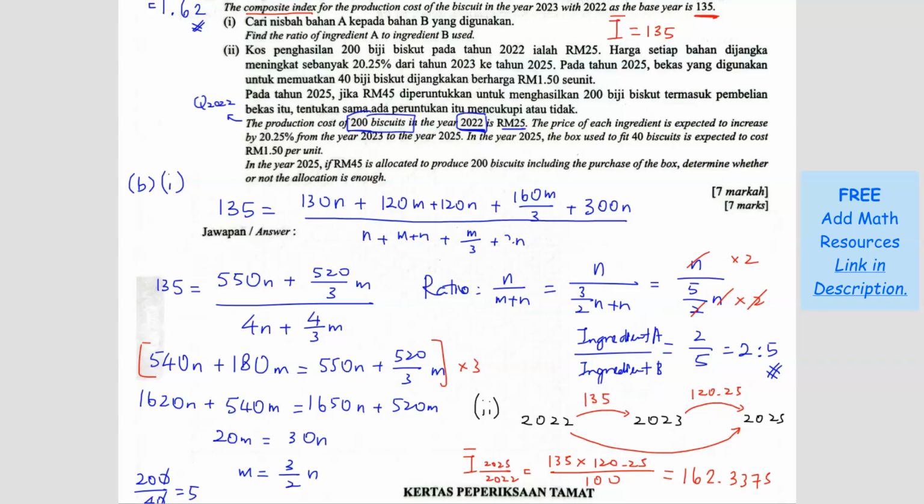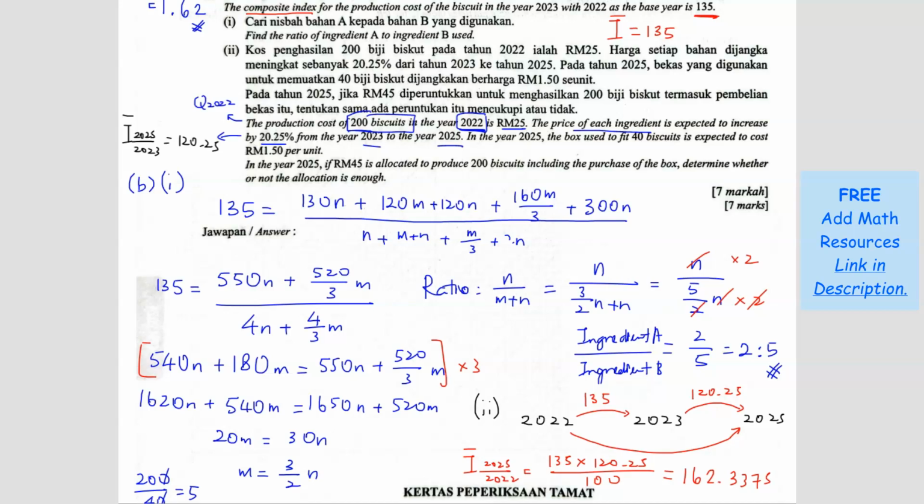And then the price of each ingredient is expected to increase 20.25% from 2023 to 2025, because this is each ingredient. So overall, the increase is also 20.25 because each ingredient is increasing the same amount. So in total, the total price is also going to increase by 20.25. So this 20.25 is the composite index. Okay, the composite index, so it's 120.25. The composite index 2025 based on 2023 is stated there.